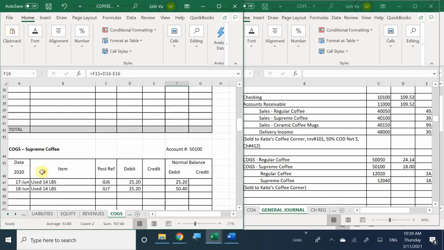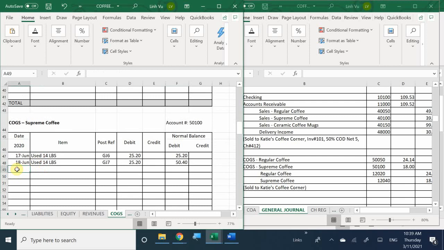$65.87. Good. Alright. Same thing to my Supreme Coffee here. I'm going to go ahead and put the date here. And this time we sold 10 pounds for $18. Right? It cost me $18 to sell all 10 pounds. So what is my new ending balance here? 68.40. Good. Right?